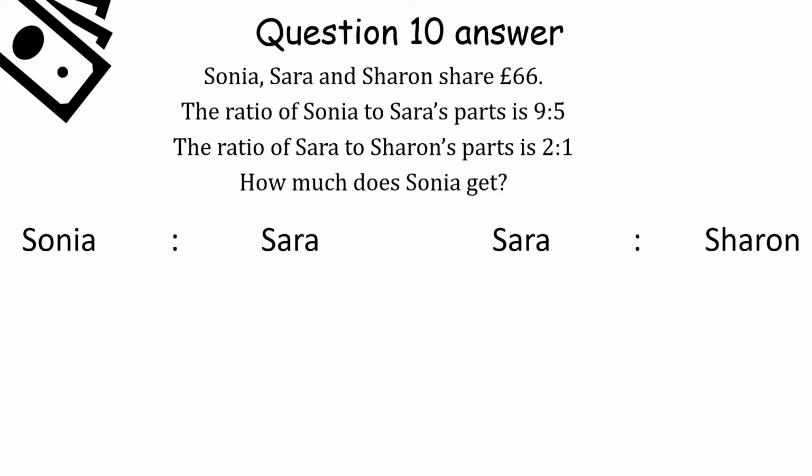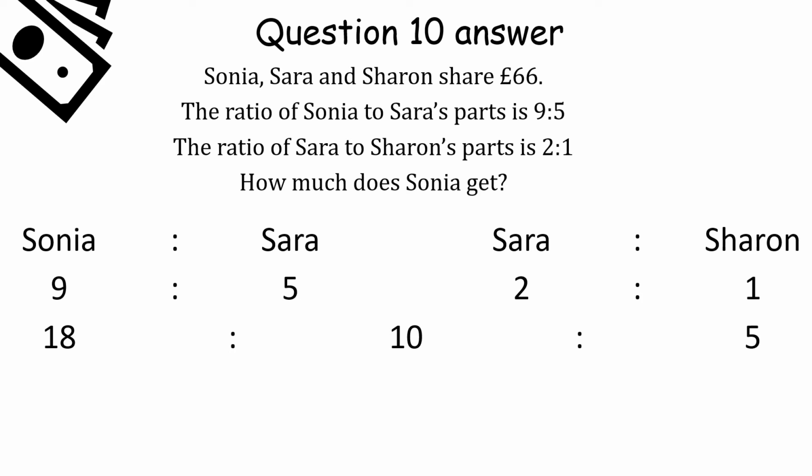Question 10. The ratio from Sonia to Sarah is 9 to 5, and from Sarah to Sharon is 2 to 1. We need to be able to get a ratio for Sonia to Sarah to Sharon. We can make Sarah's 10. As we multiplied 5 by 2, we must multiply 9 by 2, getting 18. And as we multiplied 2 by 5, we need to multiply 1 by 5, getting 5. Our ratio is now 18 to 10 to 5.